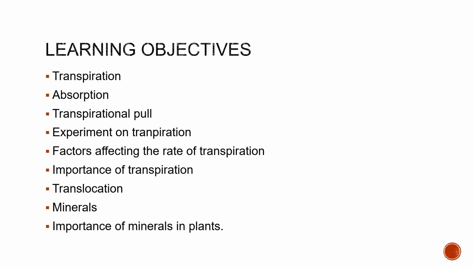Now, what are the learning objectives of today's lesson? At the end of this lesson, we are going to learn what is transpiration, what is absorption, what is transpirational pull. We are going to discuss one experiment to prove that transpiration is happening in plants. We will also discuss the factors affecting the rate of transpiration, the importance of transpiration in plants, what is translocation, and what are the different types of minerals which are absorbed or required by the plants for a healthy life, and the importance of minerals in plants. So this is all we are going to learn in today's topic.